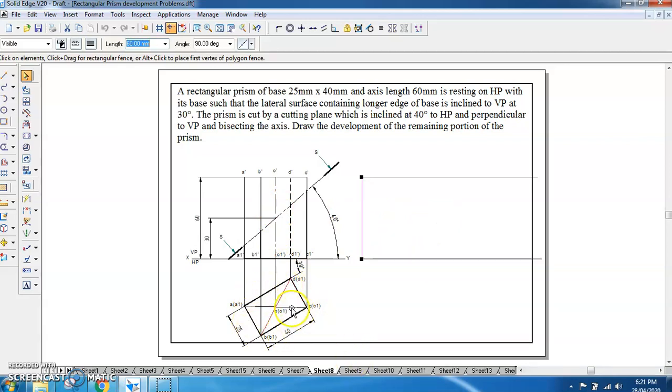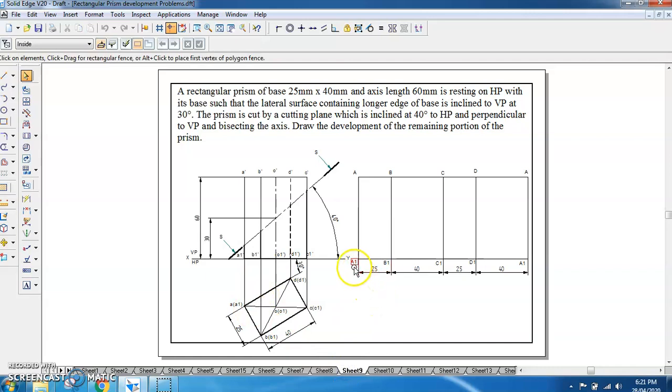If it is a rectangular prism, and you start from this point here, we will always start the naming from the extreme left point. So from A to B, or A1 to B1, the distance is 25, then B1 to C1 is 40, C1 to D1 is 25, and D1 to A1 is again 40. So that we are going to show here. A1 to B1 is 25, B1 to C1 is 40, C1 to D1 is 25, and D1 to A is 40. So we have taken that, and we have got all four lateral surfaces of the rectangular prism.